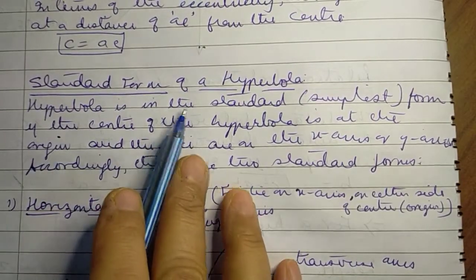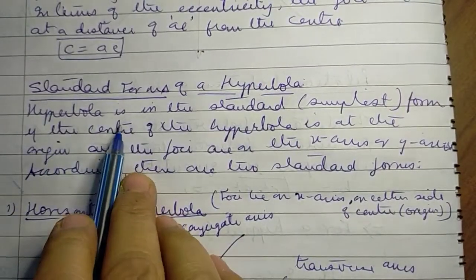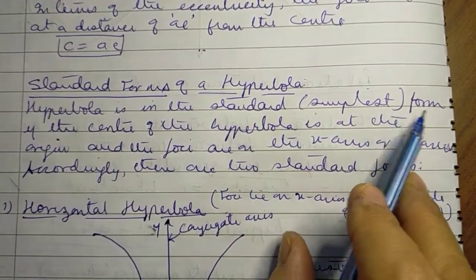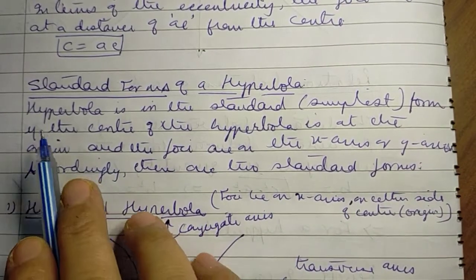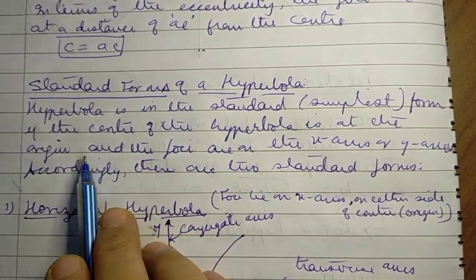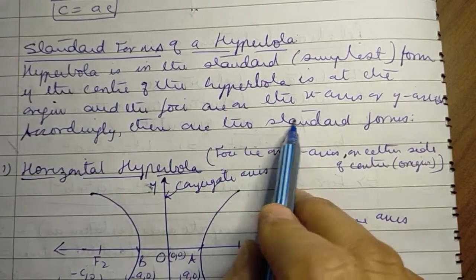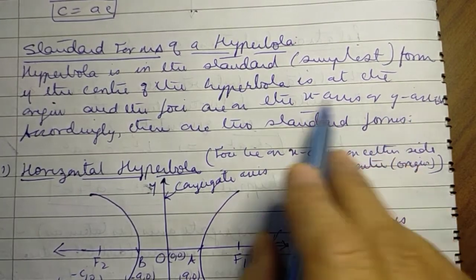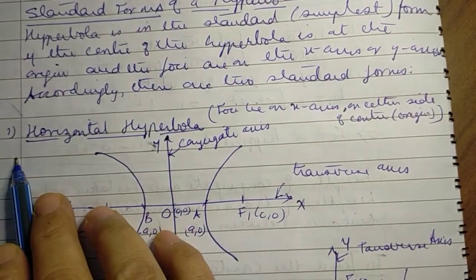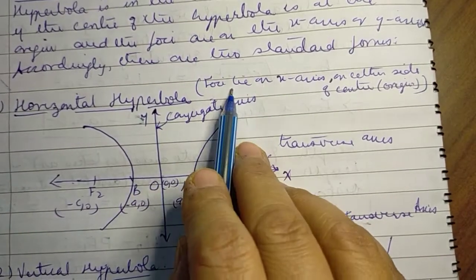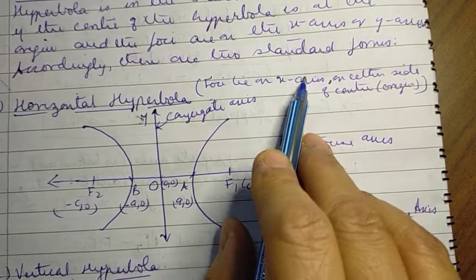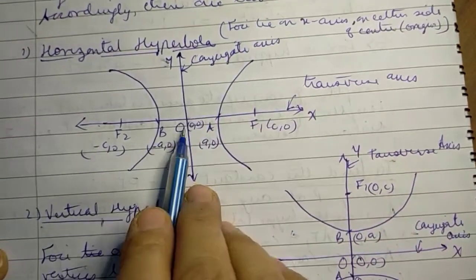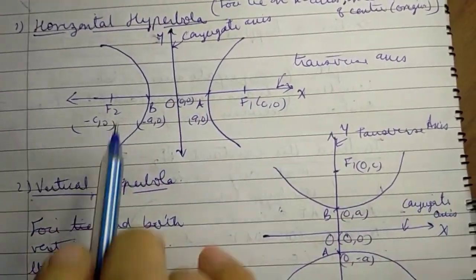Now let us consider the standard forms of a hyperbola. A hyperbola, just like an ellipse, is said to be in the standard form, which is also the simplest form of the hyperbola, if the center coincides with the origin and the foci are on one of the two coordinate axes, that is the x-axis or the y-axis. Accordingly, there are two standard forms. First is the horizontal hyperbola, where the foci lie on the x-axis. So obviously the vertices and the transverse axis all lie on the x-axis, and the foci lie on either side of the origin.